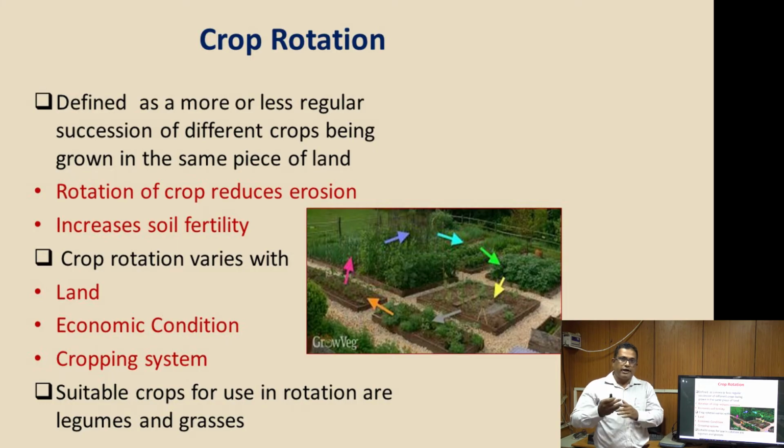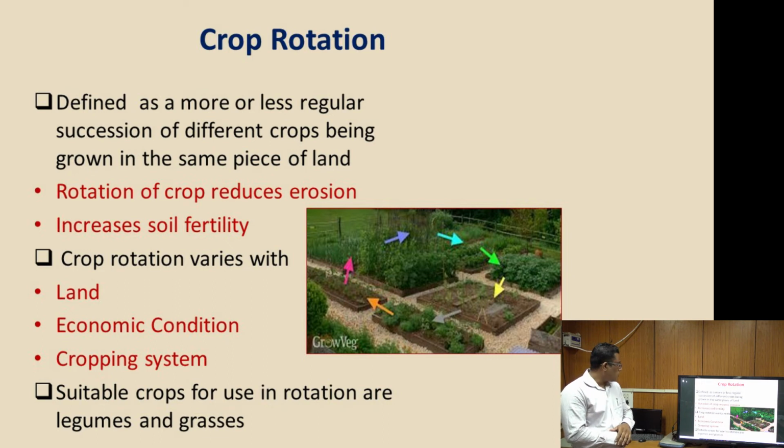But if you rotate it, and the next year you are growing a deep rooted crop, what will happen is, from the same field, it will take the moisture and nutrients from a deeper zone. So the maximum nutrient is utilized from the same field.